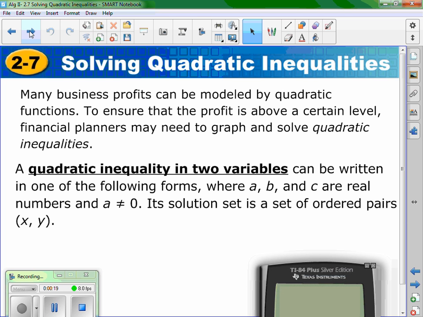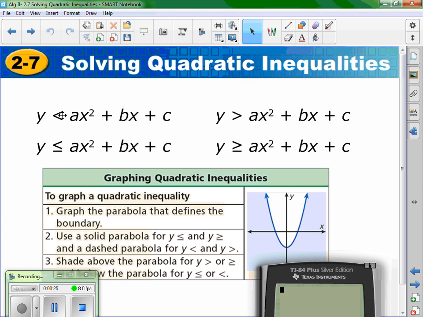A quadratic inequality can be written like any quadratic, except now we're going to have the inequality symbols. I have y is less than ax squared plus bx plus c. Y is greater than the basic standard form. Y is less than or equal to standard form. Y is greater than or equal to standard form. Those are your 4 different inequalities.